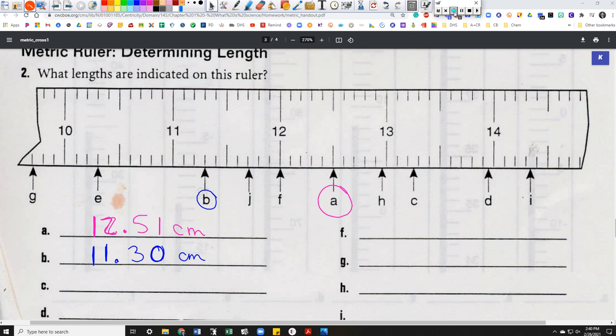Okay, beautiful. Okay, 10.30. Could you say 0.31? Sure. Could you say 0.29? Absolutely. Okay, very good. All right, Caroline, F. 12.00. Very good. Did anybody just do 12.0? That's fine. Both of those are acceptable. Okay, 12.00 and 12.0 are both acceptable.